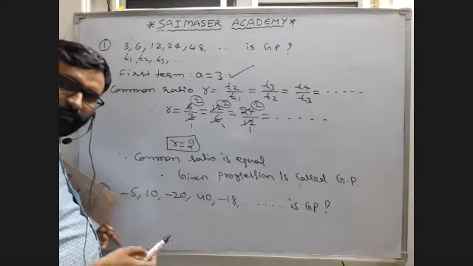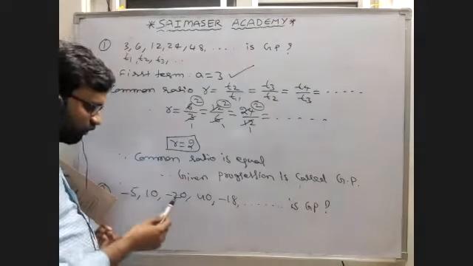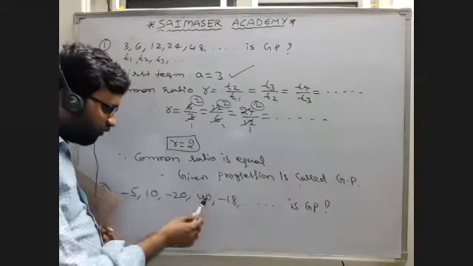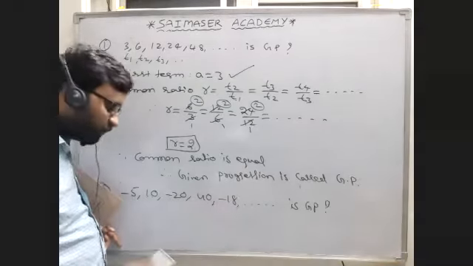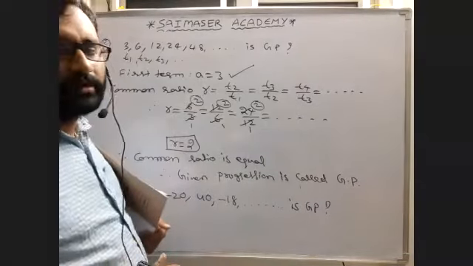-20 by 10 will be -2. 40 by -20 will be -2. So you will get -2 for this series. Just do it in your homework, not here.